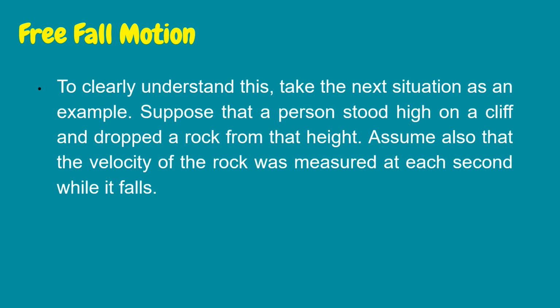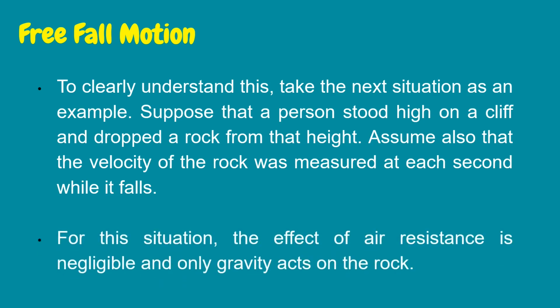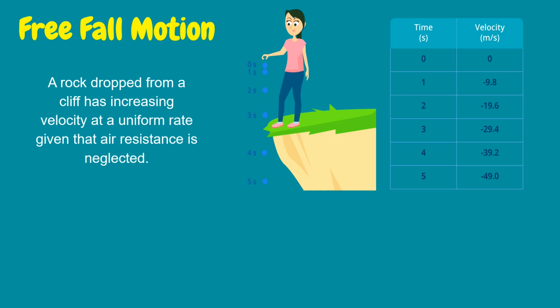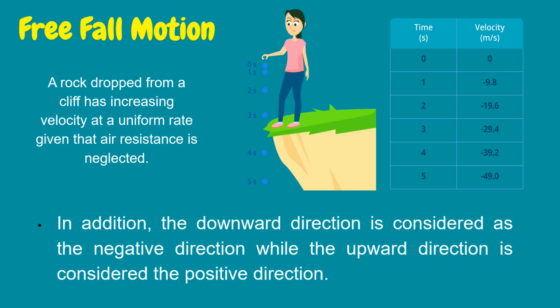To clearly understand this, take the next situation as an example. Suppose that a person stood high on a cliff and dropped a rock from that height. Assume also that the velocity of the rock was measured at each second while it falls. For this situation, the effect of air resistance is negligible, and only gravity acts on the rock. A rock dropped from a cliff has increasing velocity at a uniform rate, given that air resistance is neglected. In addition, the downward direction is considered the negative direction, while the upward direction is considered the positive direction.